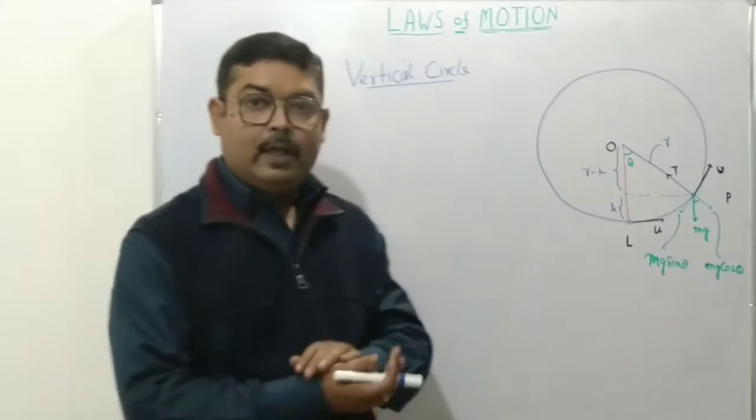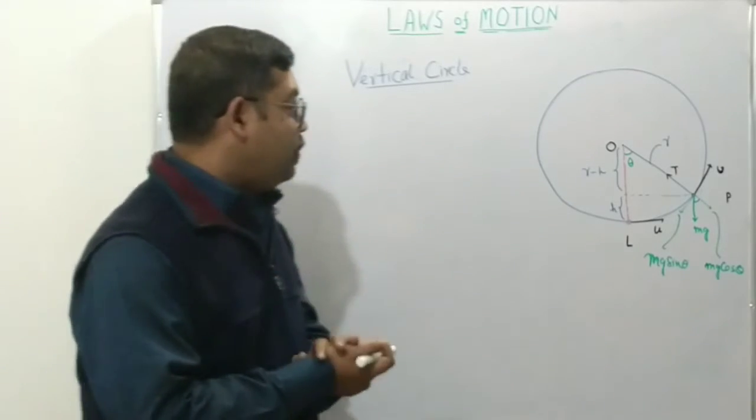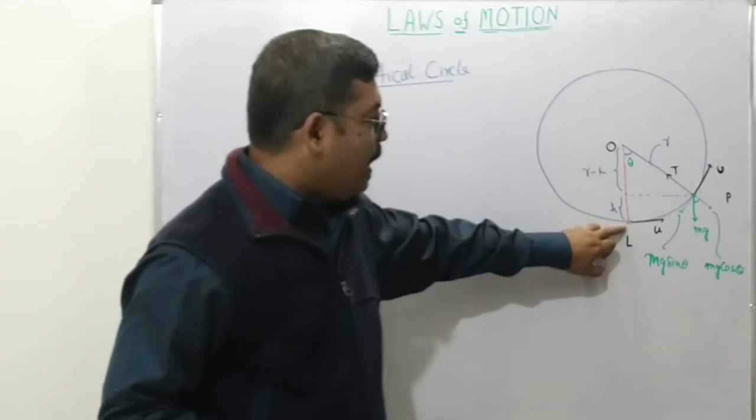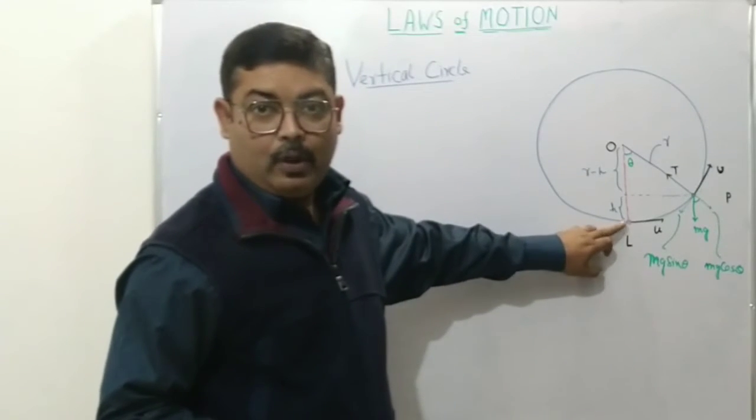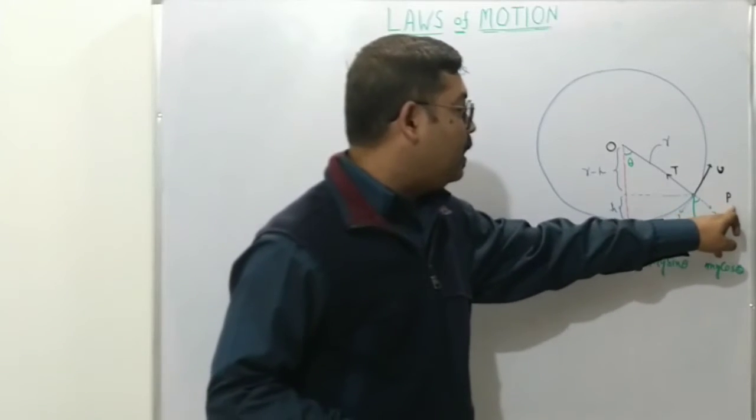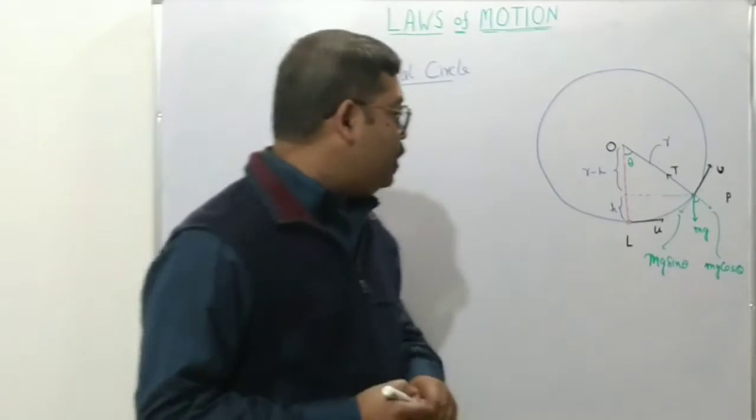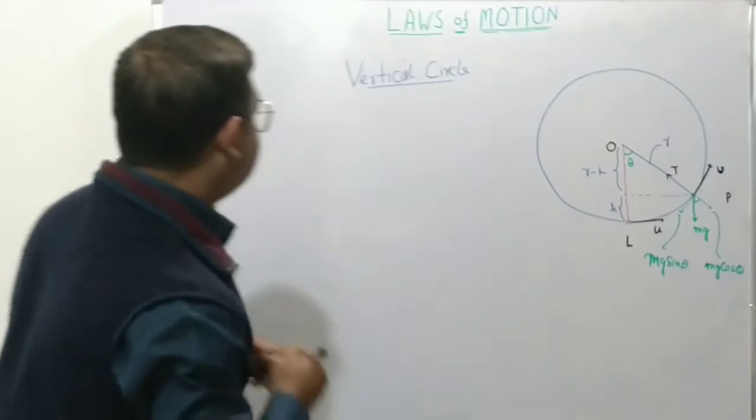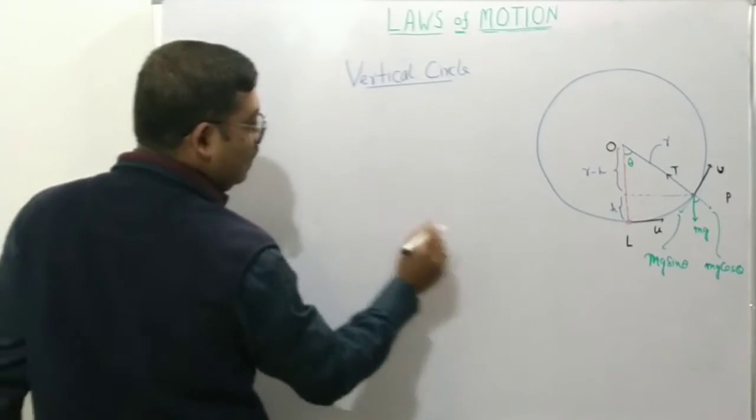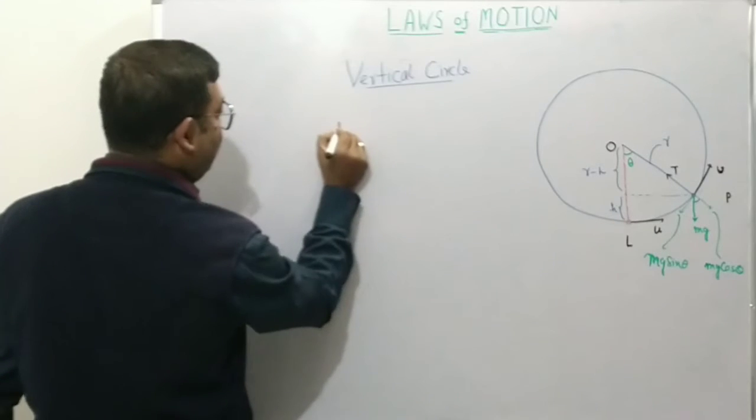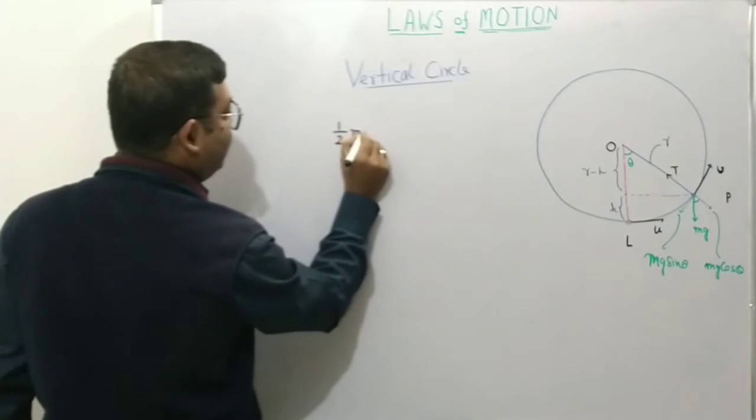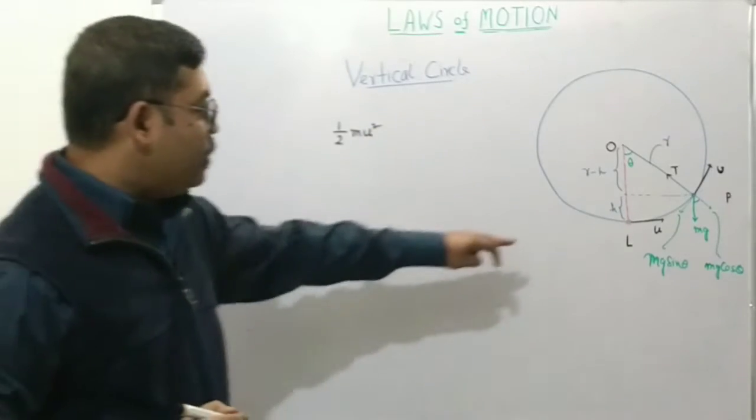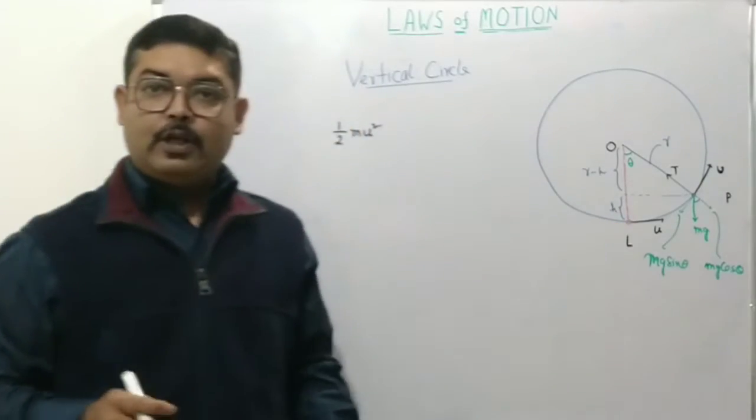So if we consider the principle of conservation of energy, what we will have is that the total mechanical energy at point L must be equal to the total mechanical energy at point P. So conservation of energy will give us, what will be the total energy here? Half m u square, kinetic energy, and since it's the ground level, the potential energy will be 0.